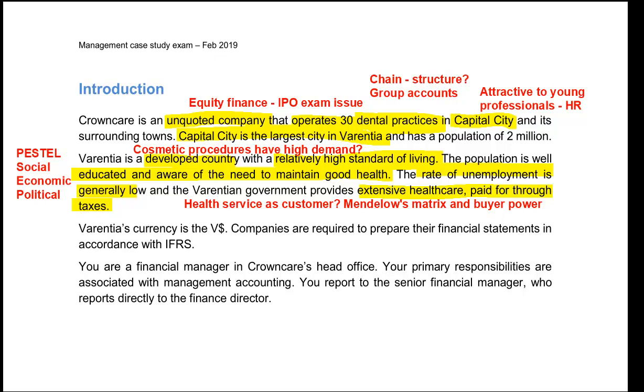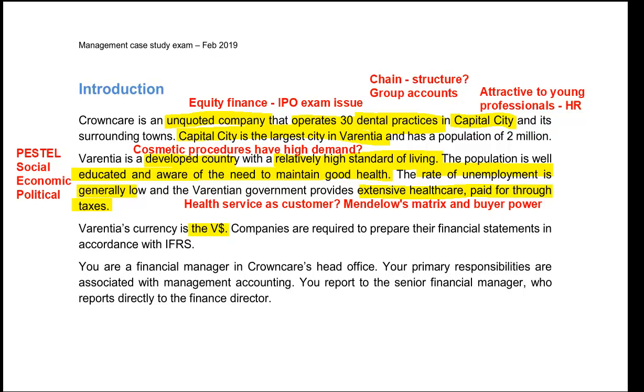Now, Varentia's currency is the V dollar. Now, this is quite innocuous. It's just a tiny little sentence. However, it's very, very relevant. Because they have their own currency, foreign expansion is going to generate currency risk because the currencies are different. And this means that whatever we think about when we talk about any sort of unseen material regarding expansion to a different country, we have to at least consider the fact that Varentia has its own currency.